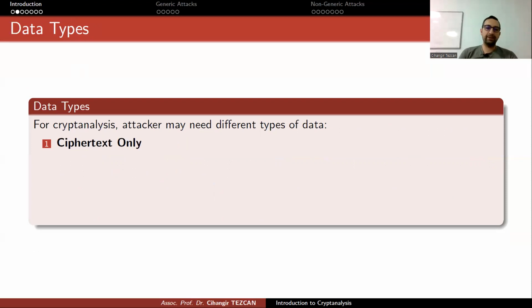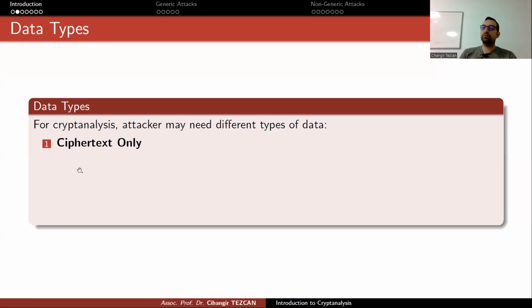So for cryptanalysis, an attacker may need different types of data. Ciphertext only attacks are the most fantastic ones because we always said that the communication channel is insecure. So I am always capturing every ciphertext when people communicate. Just by looking at the ciphertext, if I can break the cipher, that will be fantastic. And in some scenarios, you can do it, by the way. If the secret key is short or if the cipher has very obvious weaknesses, you can do it.